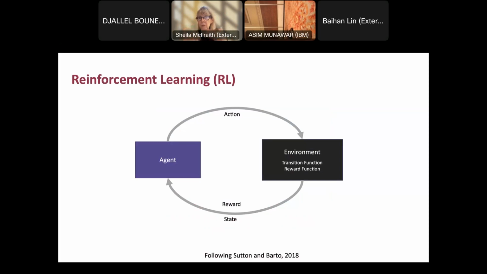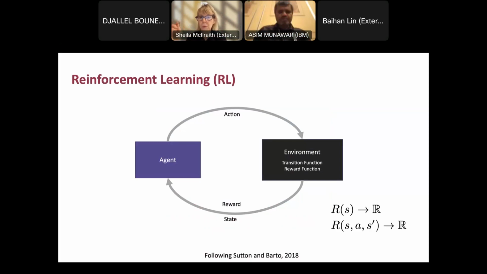The agent interacts with the environment over and over again, collecting these experiences, these states and rewards as a function of the actions it's performed. Its objective is to learn a policy, a mapping from states to actions or action distributions, that optimizes its expected cumulative reward.